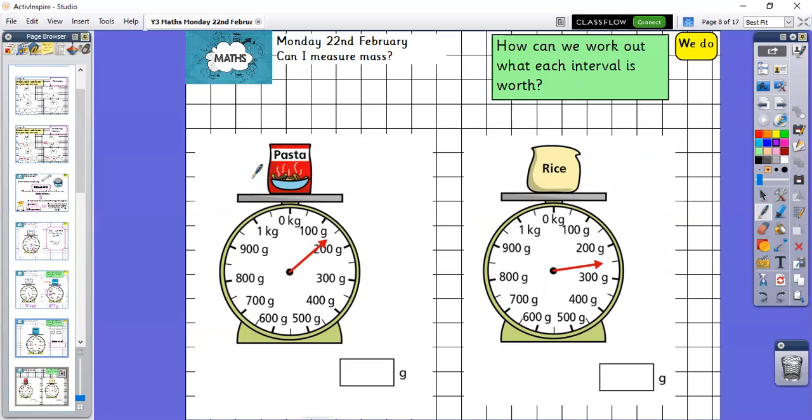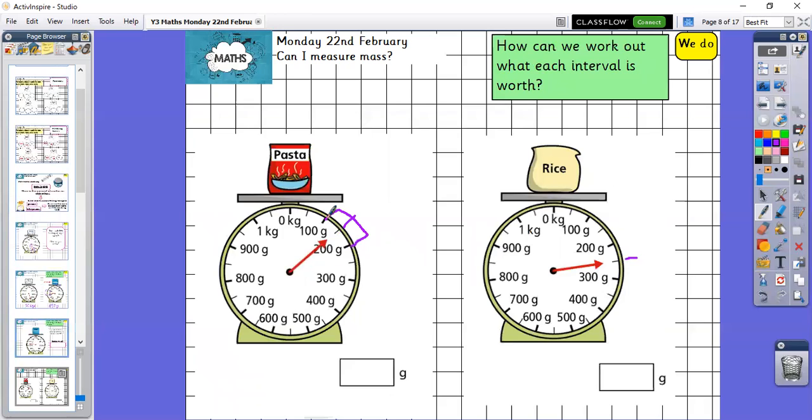So I've got two different scales here, and I want to be able to work out the weight of the pasta and the rice. And I can see that here, the pasta, the arrow is pointing at an interval between 100 and 200. And over here, it's pointing at an interval for the rice between 200 and 300. Okay, so at the moment, I need to be able to work out what that is. Similarly as it was before, between 100 and 200, the interval is right in the middle. So the interval right in the middle tells me that between 100 and 200, there is something in the middle.